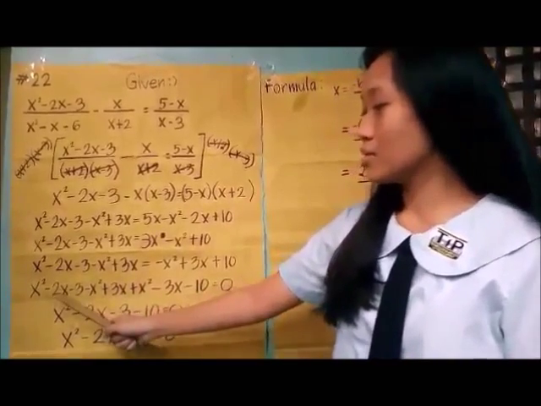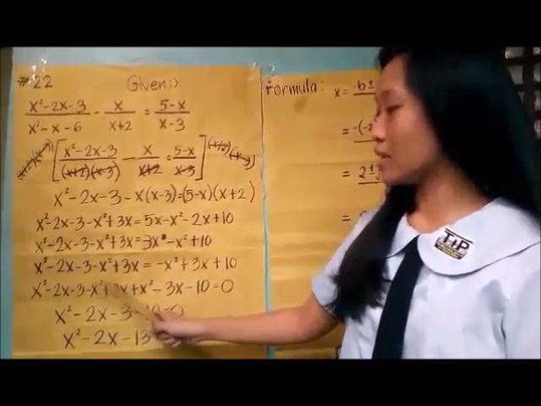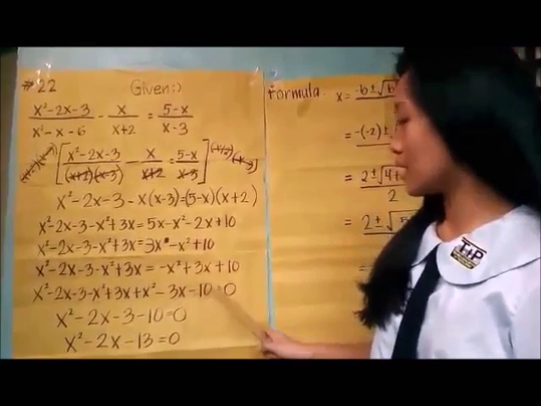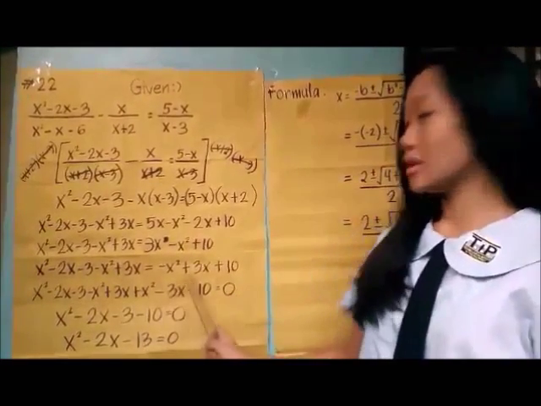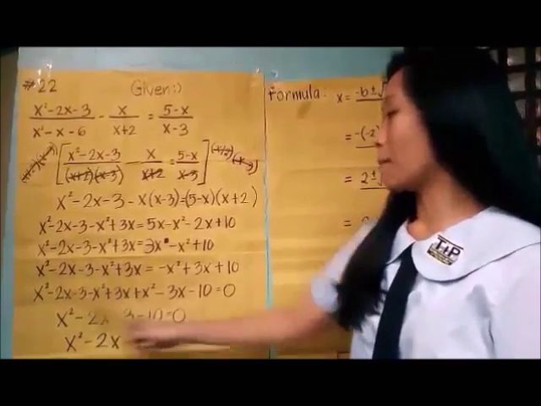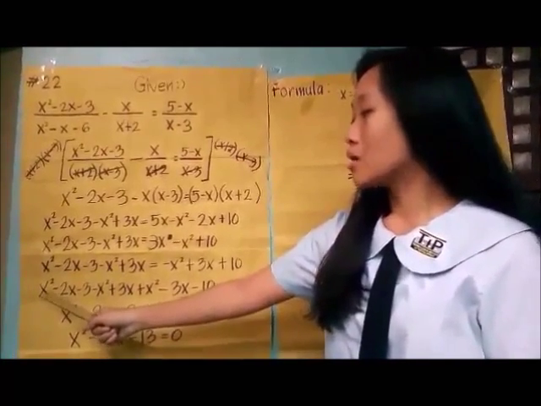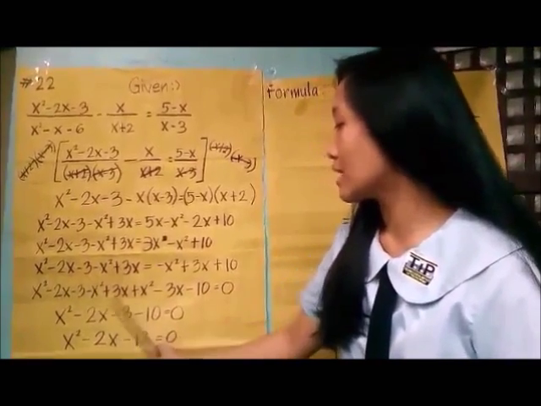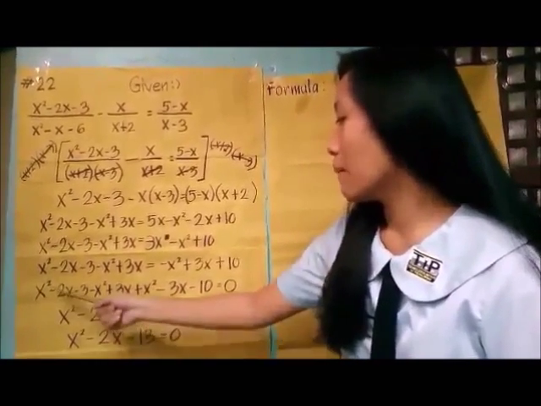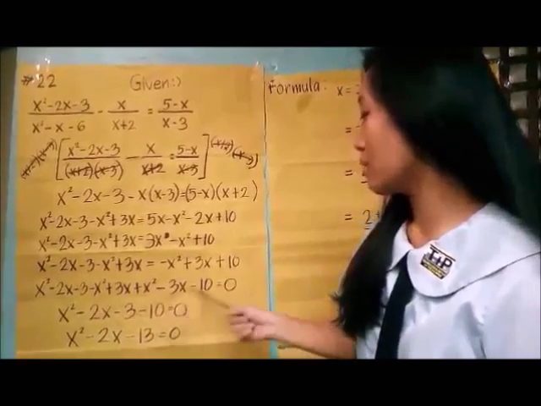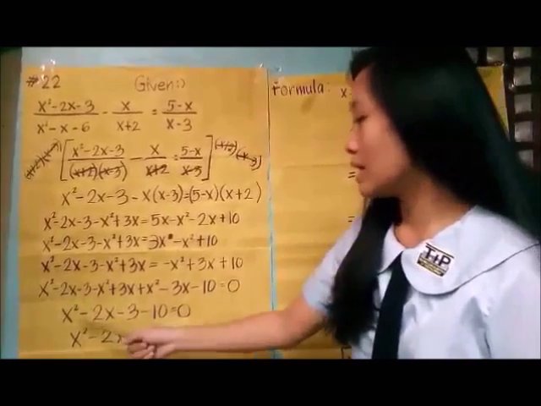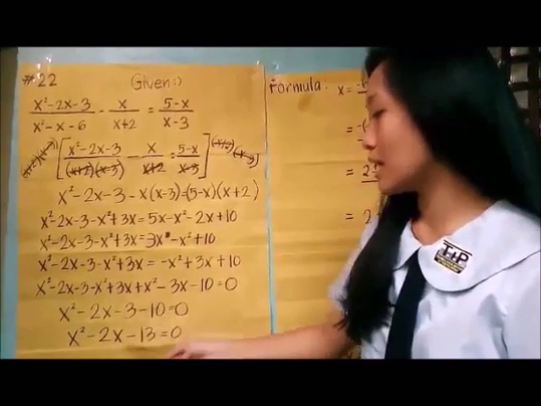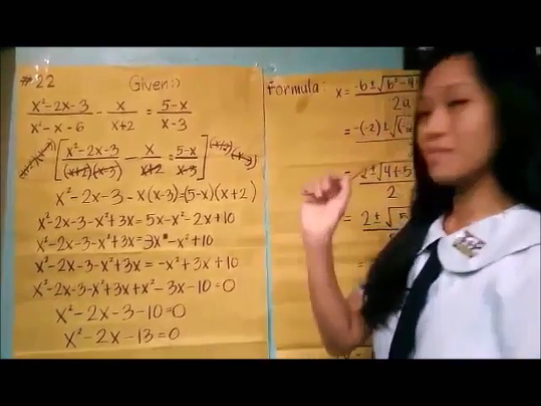Negative x squared minus 2x minus 3 minus x squared plus 3x plus x squared minus 3x minus 10 equals 0. Transpose siya and equate to 0. So, combine like terms. So, cancel na yung x squared and 3x. So, x squared minus 2x minus 3 minus 10 equals 0. Equals x squared minus 2x negative 3 minus 10 negative 13 equals 0.